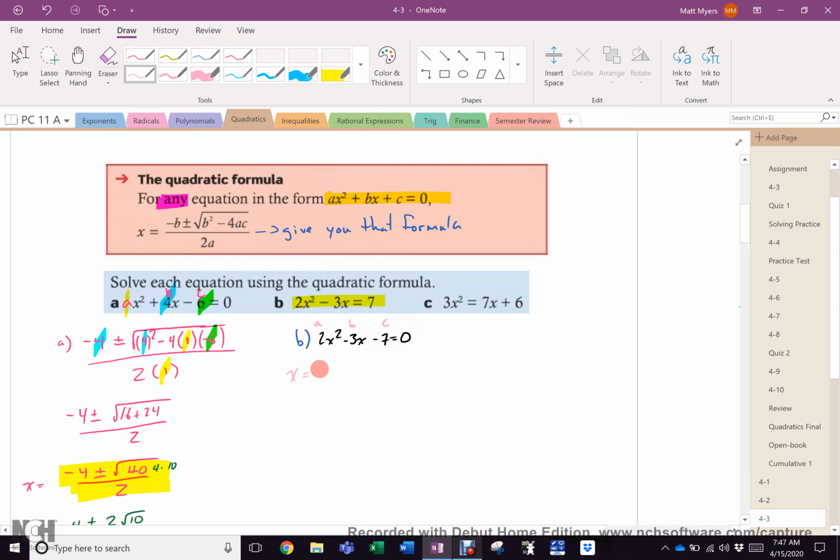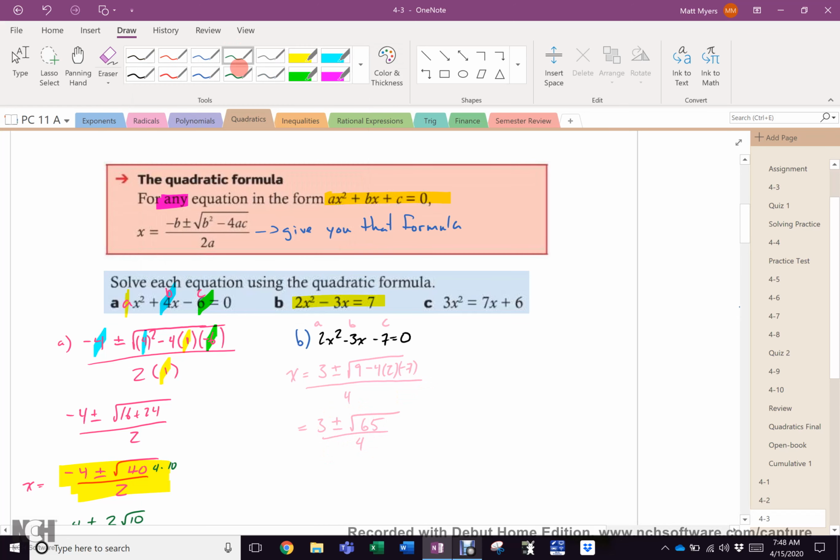X equals -b, which is 3, plus or minus the root of b squared, 9, minus 4 times 2 times -7, all over 2 times a, which is 4. 3 plus or minus the root of -4 times 2 is -8. -8 times -7 is +56. +56 and 9 is 65, over 4. And then I would simplify if I could. Can I simplify 65? No. So this is done.